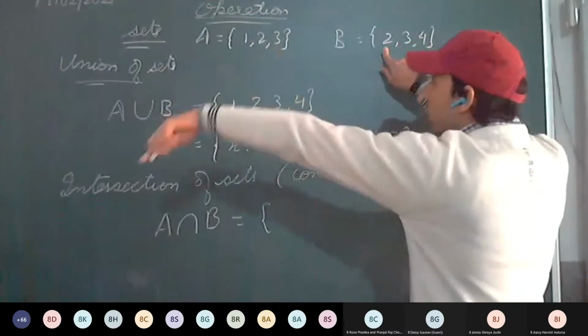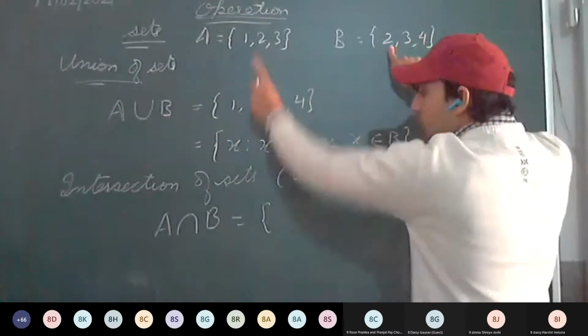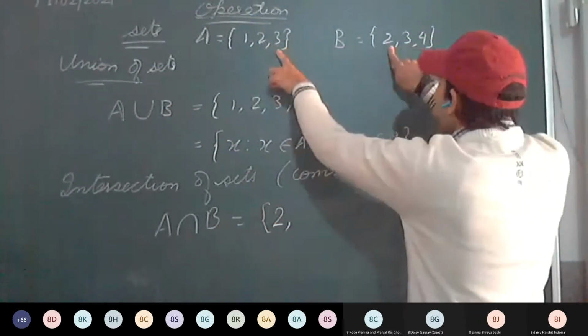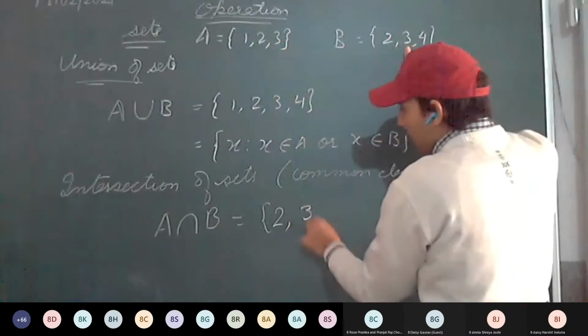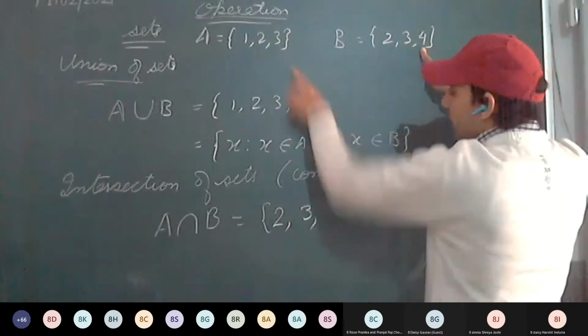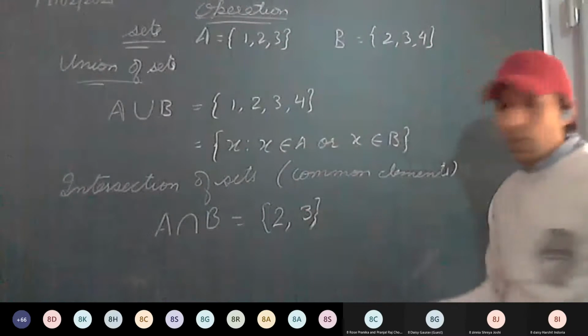1 is not present in both, so we won't take it. 2 is present in both, write 2. 3 is present in both, write 3. 4 is not present here. So only 2 and 3. How to remember?